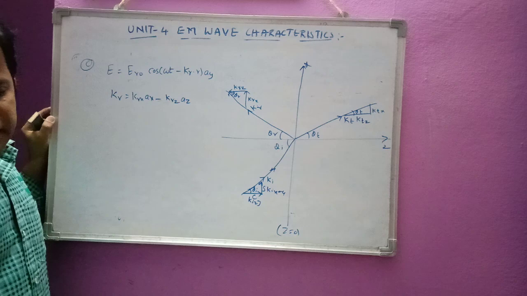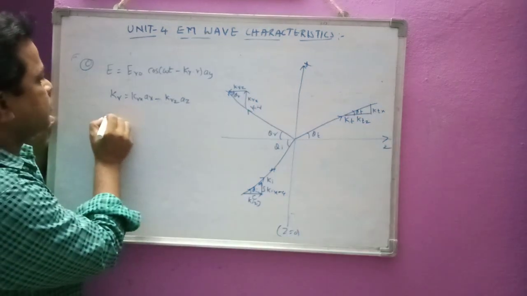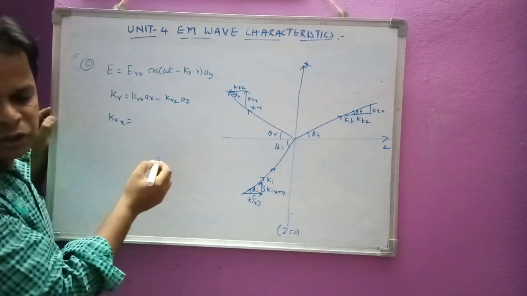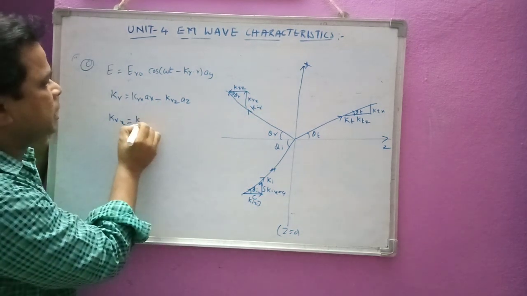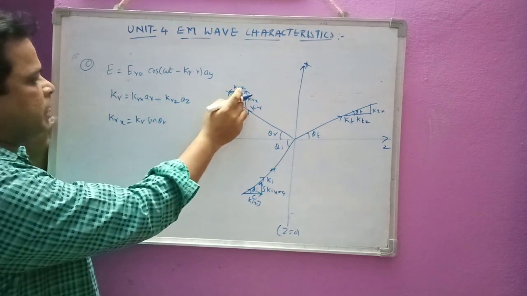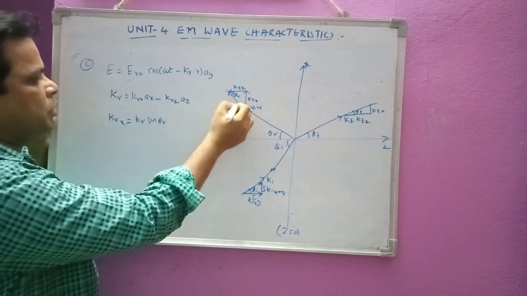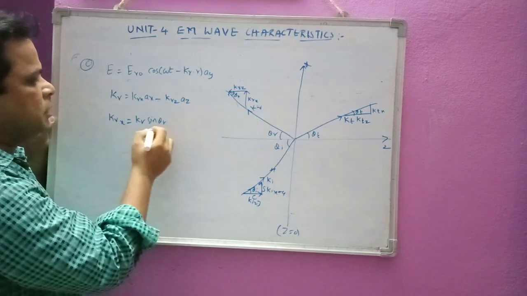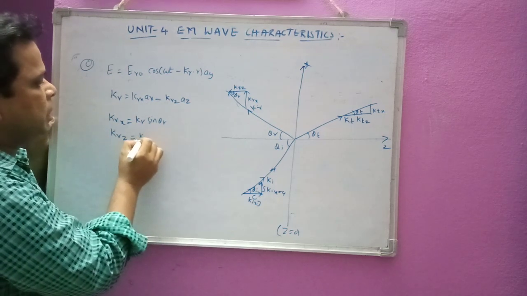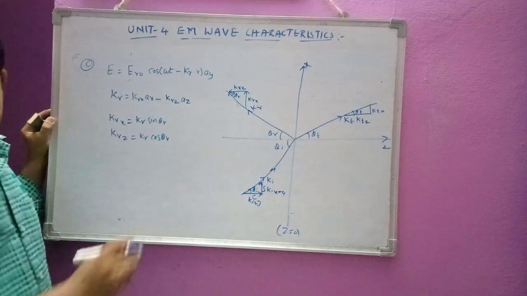Now I can write k_rx is equal to, from this angle, k_r sin theta. I can write sin theta is equal to k_rx by k_r, where k_r is the hypotenuse. Okay, next similarly I can write k_rz is equal to k_r cos theta_r. So from these two I can write here.